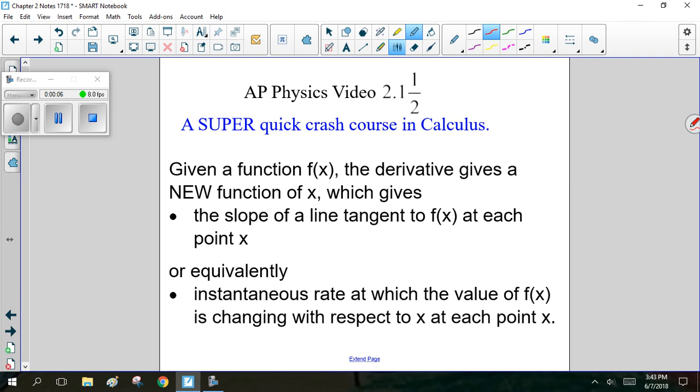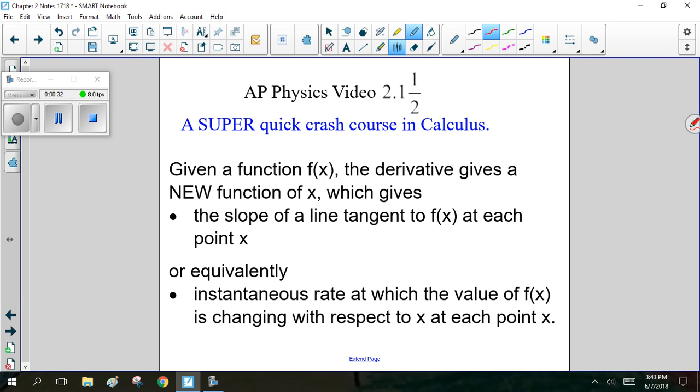This is AP Physics video 2.1 and a half. This is not actually physics, it's really more math. And I think that a lot of you have probably learned some of this calculus, but those of you in AB or maybe even BC probably haven't learned this yet. So this is a super quick crash course in calculus. I'm basically going to teach you the how behind the calculus, and then in your math class you'll learn a little bit more about the why, okay?